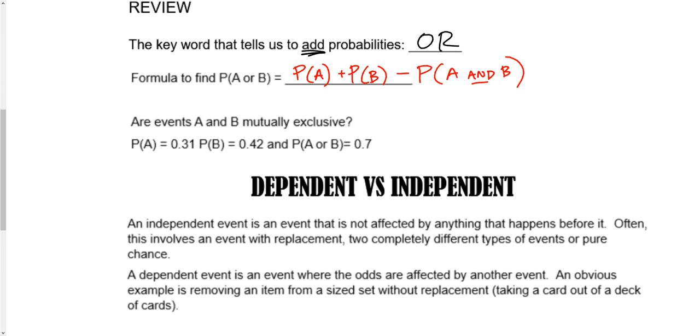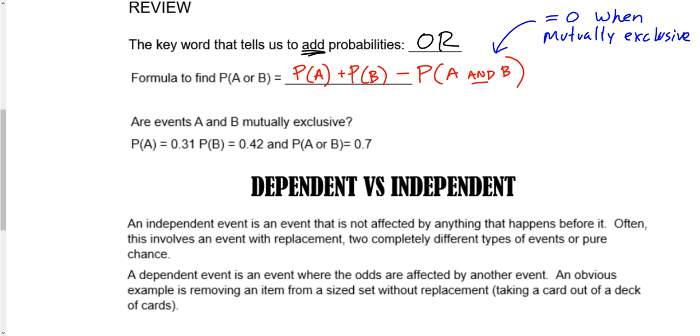So it says, are events A and B mutually exclusive? So take a look at these guys. This is tied into exactly what I was just talking about. Look at this. If these are mutually exclusive, this equals zero. When, oh my gosh, I spelled it wrong. When mutually exclusive.